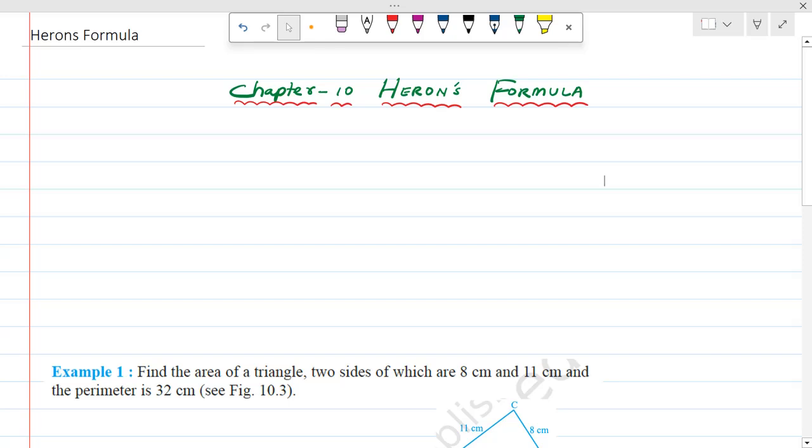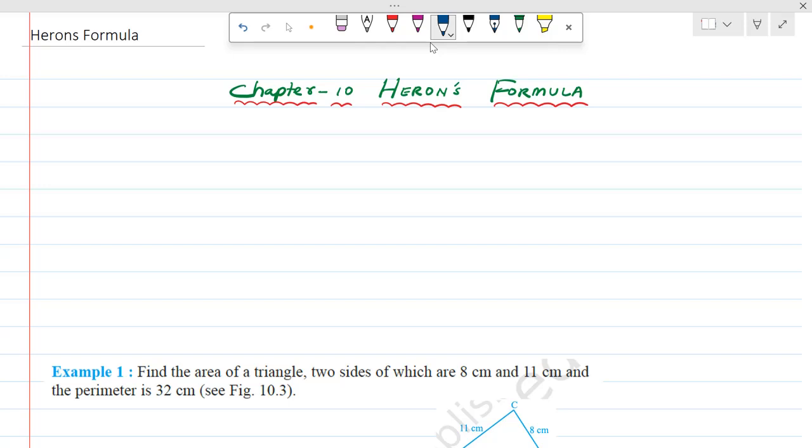In this video, we are going to discuss Chapter 10, Class 9, Heron's Formula. First of all, what are the uses of Heron's Formula? Heron's Formula is used to calculate the area of a triangle. So the area of a triangle we can calculate using Heron's Formula.